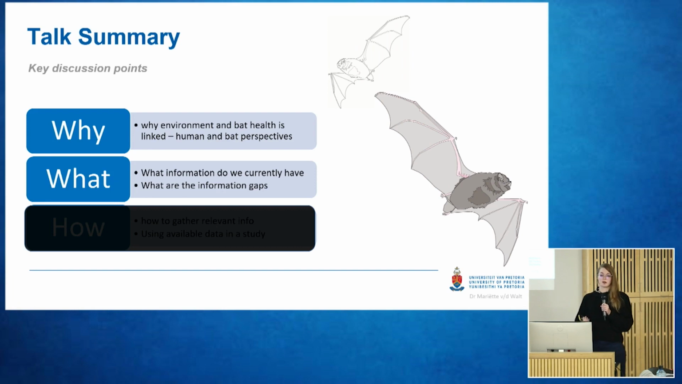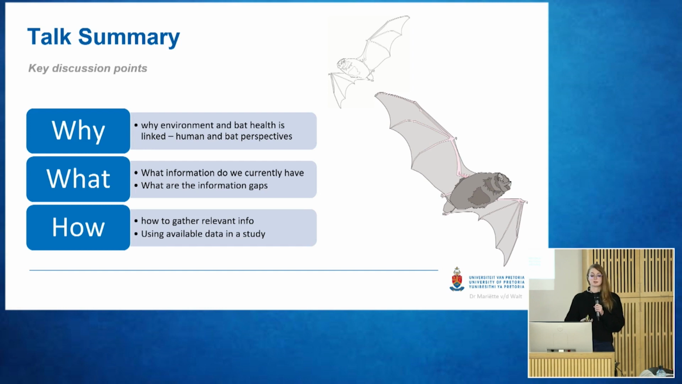Next, what information do we currently have about the health of bats, specifically in Southern Africa? So just some broad information of what we know about bats in Southern Africa, and then what are the information gaps? Lastly, I would like to go through how to gather the relevant information that we need in studies on bats, very broad information, and then how we as a lab are currently using that information in some of our studies.